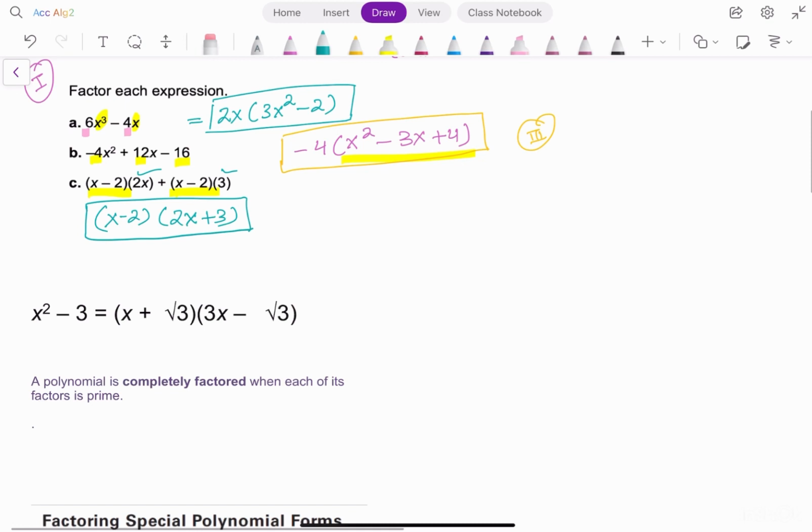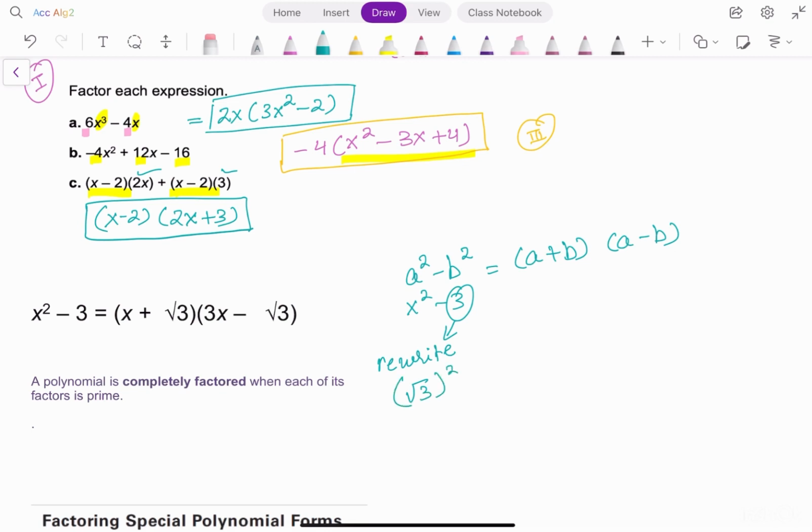Let's consider this example, x squared minus 3. How I wrote it into x plus radical 3 and 3x minus radical 3, let's figure it out. This is using a squared minus b squared is equal to a plus b and a minus b. So I can write 3 in terms of radical 3 squared. There is an error in the typing. It should be x plus radical 3 and x minus radical 3. There should not be 3 with the x. That is a mistake, I apologize for that. So x plus radical 3 and x minus radical 3, that is what we are looking for. This is the sum and the difference of the same term.